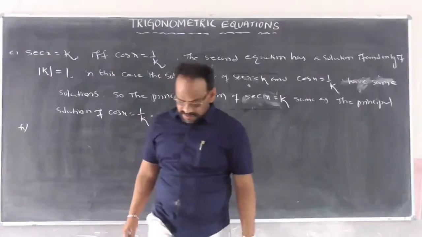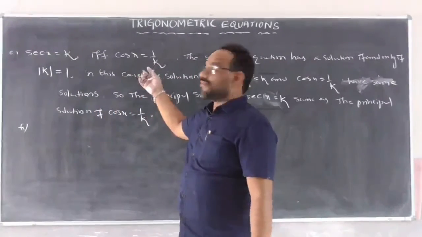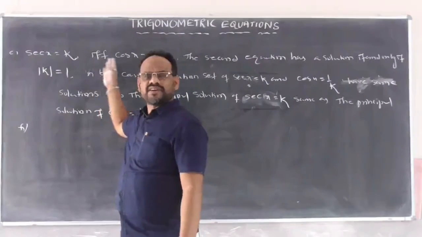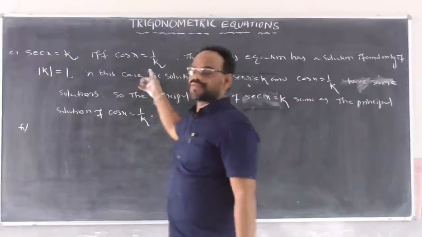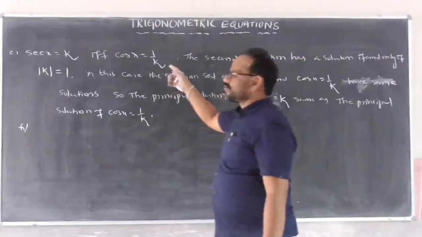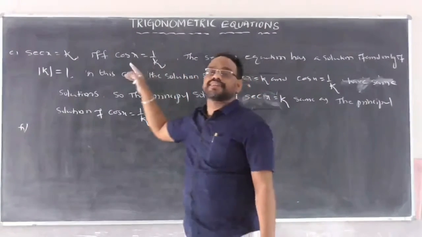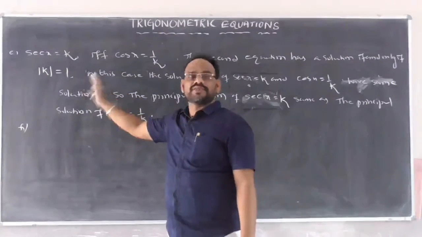Observe here. Secant x is equal to k. When the principal solution exists, secant x equals k means cos x is equal to 1 by k. Why? Because the reciprocal of the secant function is the cos function. So cos x equals 1 by k clearly has a solution if and only if the absolute value of k is greater than or equal to 1.